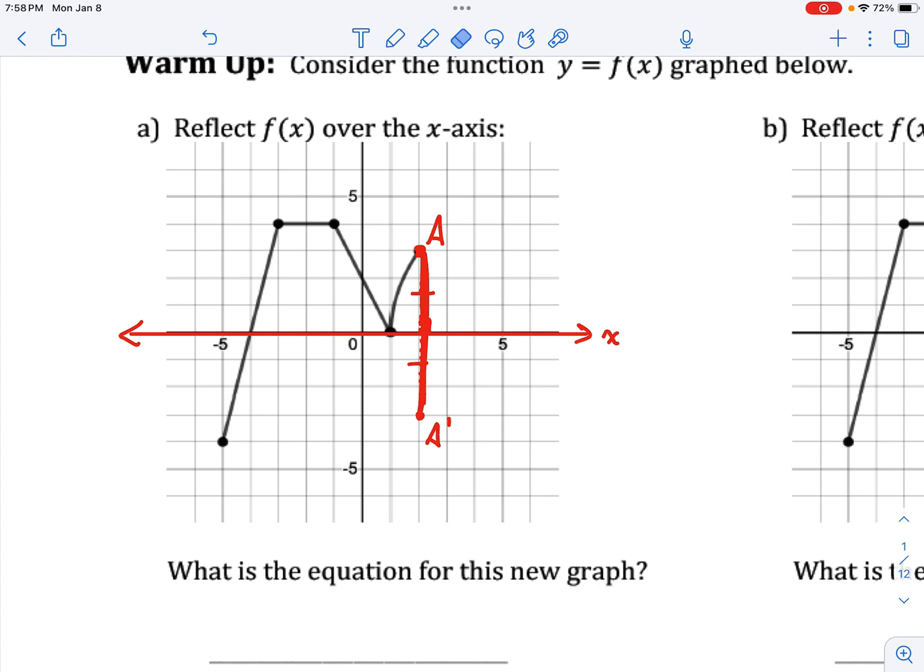Except, of course, let me erase all this stuff. Except, of course, if your point is already on the axis. If your point is already on the line of reflection, then it's easy. That point just stays right where it is. It's like if you touch your nose to the mirror, your nose is meeting its own reflection.